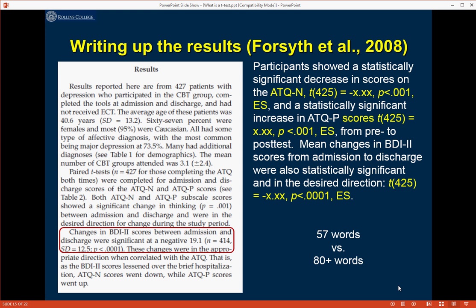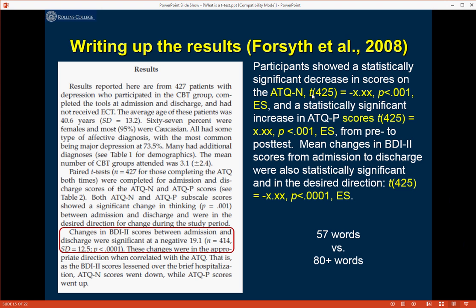And a statistically significant increase in ATQ-P scores, and that would be t 425 equals x point xx, p is less than 0.001, effect size from pre to post test. Mean changes in BDI-2 scores from admission to discharge were also statistically significant in the desired direction, and then I'd report it, making sure, because it's in the desired direction and BDI scores would go down, this t-score would have to be negative. So I was able to drop that, more tightly and compactly expressed.